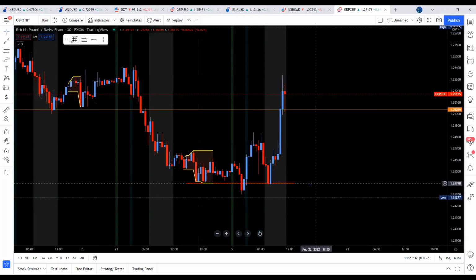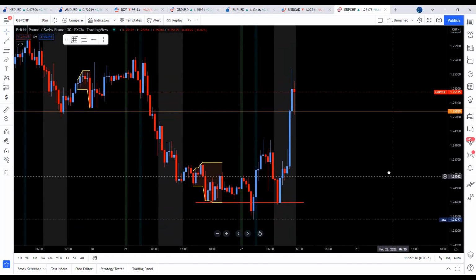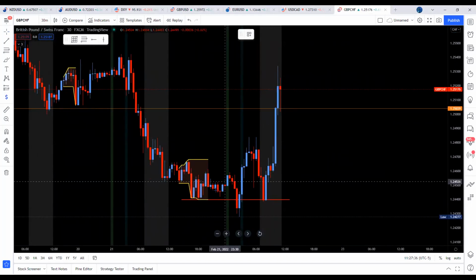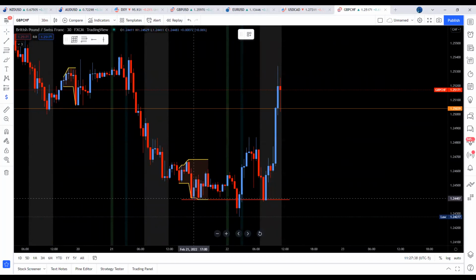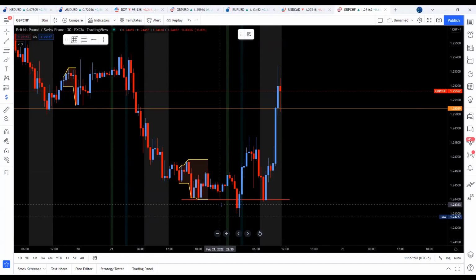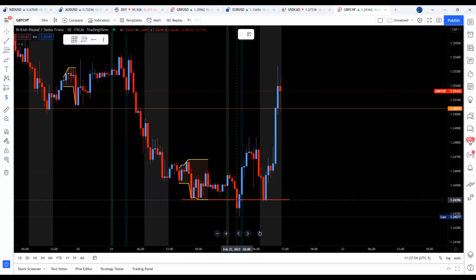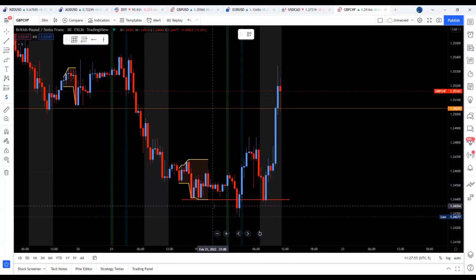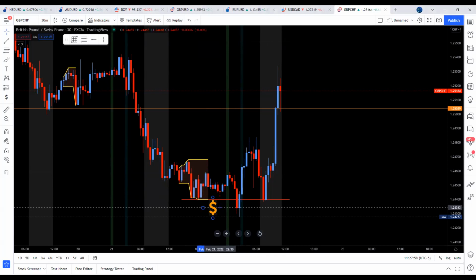Now, one thing that I want to focus on right here is what is going on here? What is this? Mitigation? Liquidity grab. Not quite. What is this movement right here? Liquidity grab. Right, so it's a liquidity sweep, liquidity grab, stop run, all the same thing.